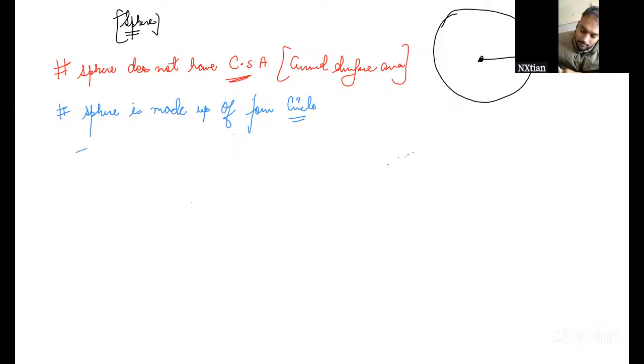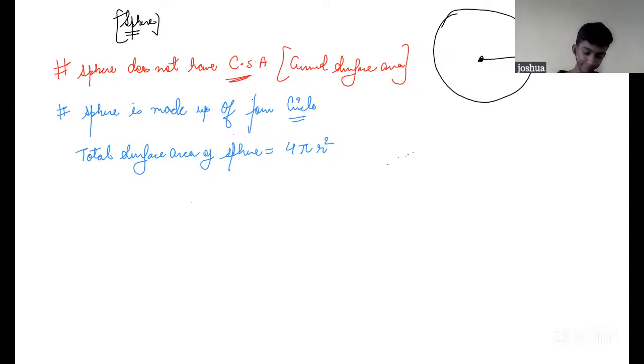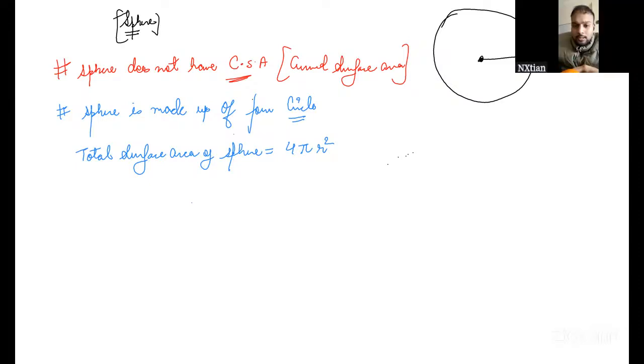So it means that what is the total surface area of the sphere? The total surface area of the sphere is 4 pi r square, because there are four circles and each has the area of pi r square, so it becomes 4 pi r square. Understood, guys? Jehovan, Joshua, did you understand? Yes, sir. Four circles, 4 pi r square. Did you understand, guys?